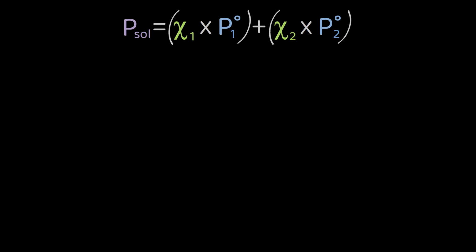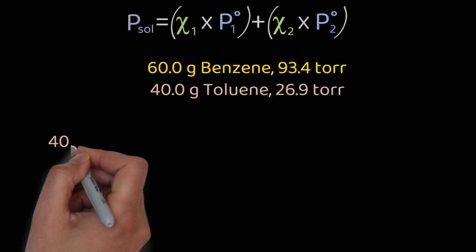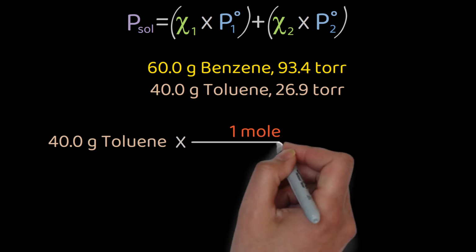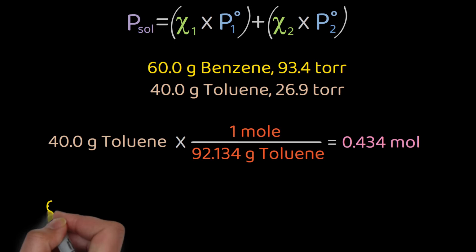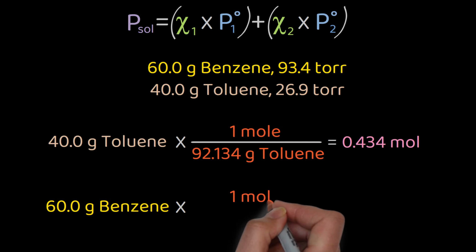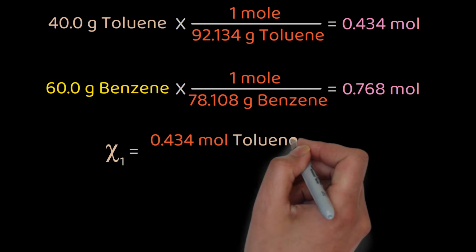At 25 degrees Celsius, the vapor pressures of benzene and toluene are 93.4 and 26.9 torr respectively. A solution made by mixing 60 grams of benzene and 40 grams of toluene is prepared. What is the vapor pressure of the solution? We need the mole fraction of each component, so we can calculate those using the molar masses. Then, we can get the mole fraction using the total moles.